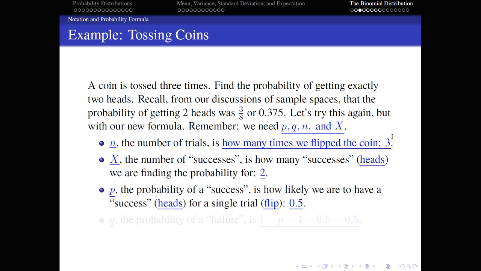P is the probability of success on any single trial. So this is important. We're calculating the probability of this many successes for the whole experiment. That's the whole problem. P is just the probability of success for a single trial, so don't make it too complicated. For a single coin flip, the probability of success is 0.5. For a single coin flip, the probability of a failure, now if heads is success, think about what failure is. Failure here is going to be getting a tails. So the probability of failure is 1 minus 0.5.